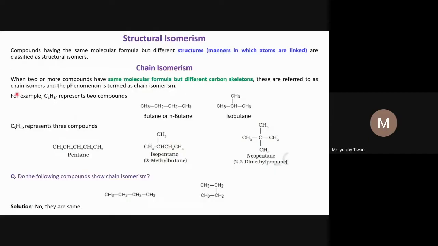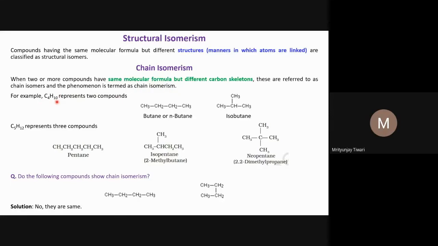Chain isomerism: when two or more compounds have the same molecular formula but different carbon skeletons. Because of the different carbon skeleton, their chain is different, and because the longest chain is different, they are chain isomers. So these are referred to as chain isomers, and the phenomenon is termed chain isomerism.